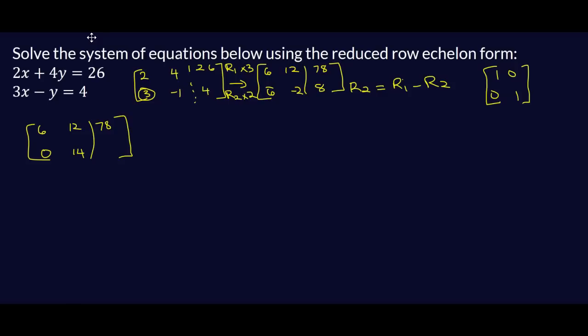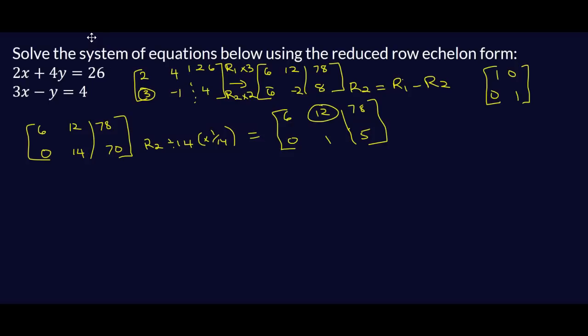And 78 minus 8 is 70. So we go row 2 divided by 14, or we can say multiply by 1 over 14. So we keep row 1 the same, 6, 12, and then 78. And then we have 0, we have 1, and then we have 5. So the next thing we're going to do is to find a way to get rid of this 12.